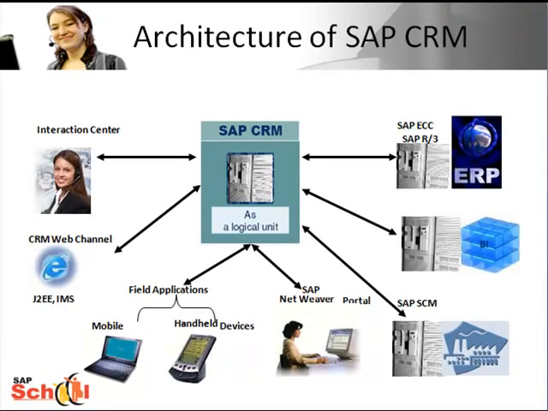This is the architecture of SAP CRM7. CRM7 as a logical unit sits in the center and communicates with the interaction center, with the web client channel, mobile handheld devices, with the NetWeaver portal, with supply chain management, with BI, and with the backend ERP system.